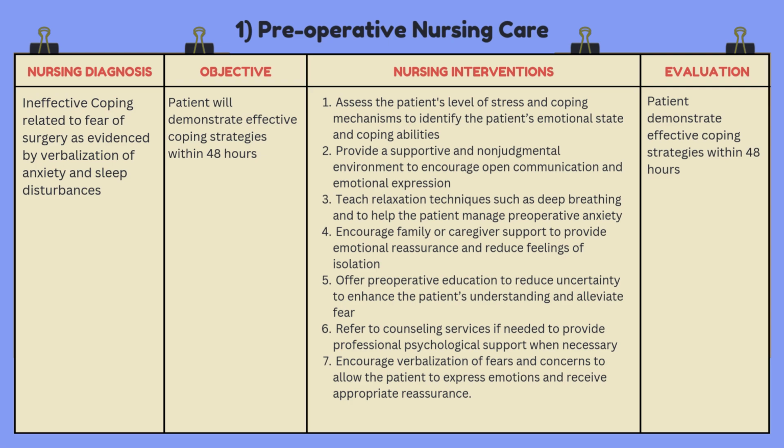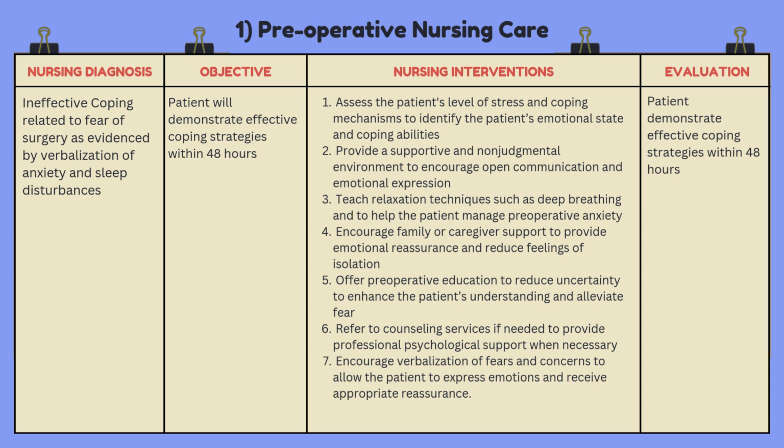Basically, what we learned in class about nursing care, we need to have a nursing diagnosis, objective, nursing interventions, and evaluation. Our first nursing diagnosis of pre-operative is ineffective coping related to fear of surgery, as evidenced by verbalization of anxiety and sleep disturbance. For the objective, we have to make sure the patient will demonstrate effective coping strategies within 48 hours. For nursing intervention, what can we do as nurses to support our patient?